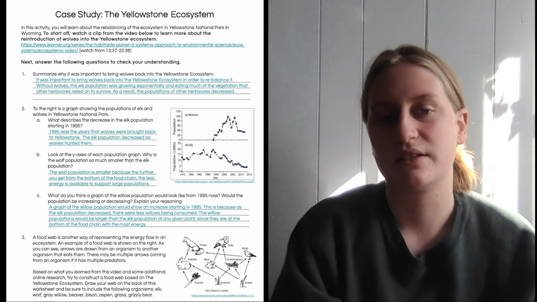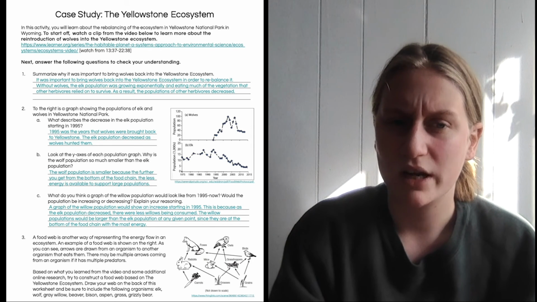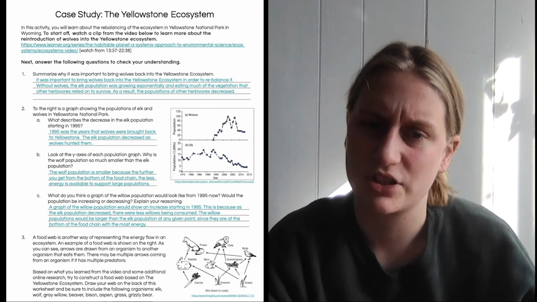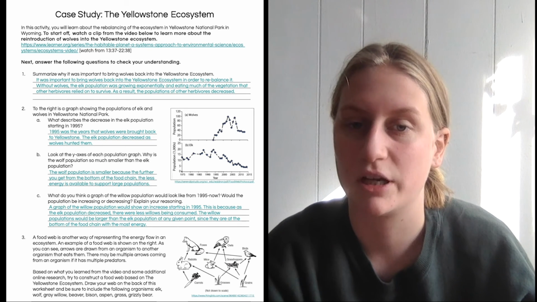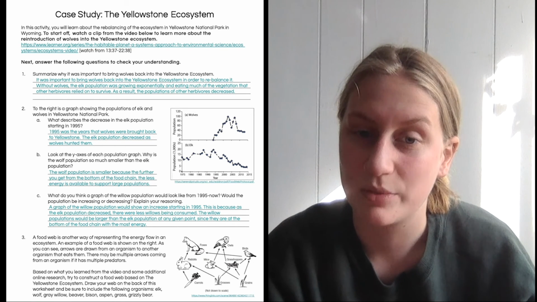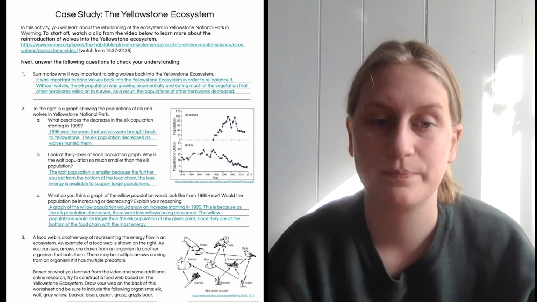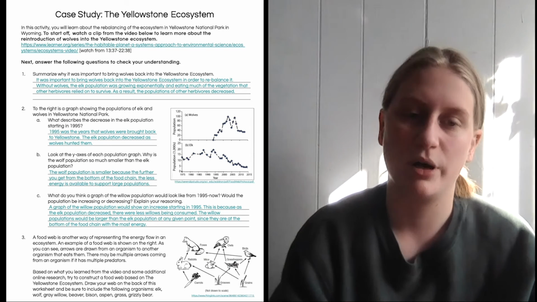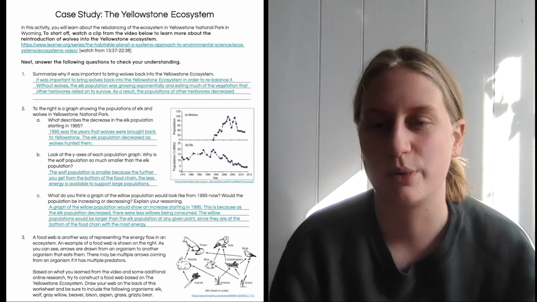Question 2B asks us to look at each y-axis on the population graph. Why is the wolf population so much smaller than the elk population? Actually, if we look at the graphs to the side, we can see that the wolf population is going by 20s, while the elk population is actually these little increments of 5,000s. The wolf population is so much smaller because the further away you get from the bottom of the food chain, the less energy is available to support larger populations.